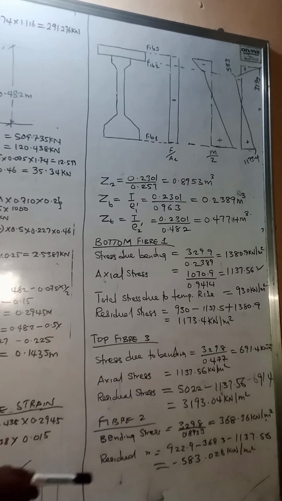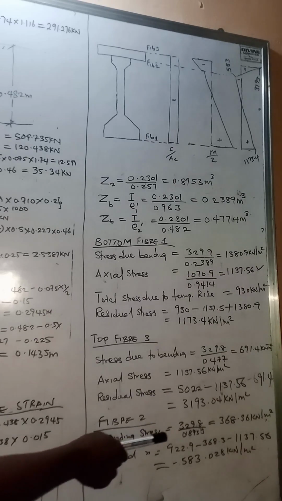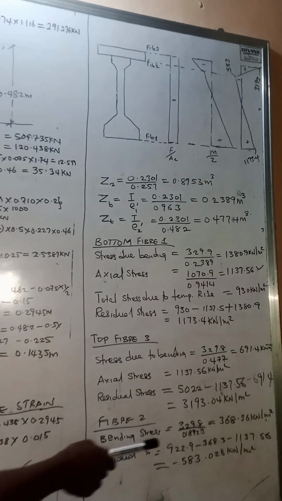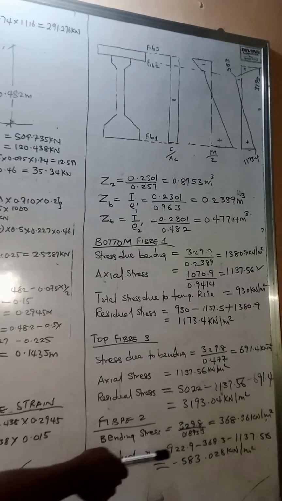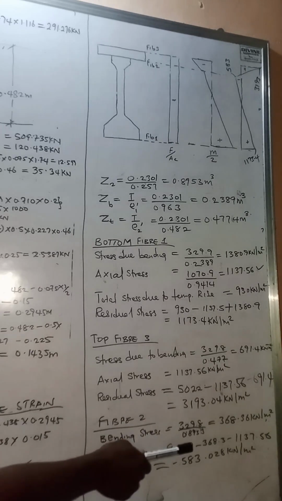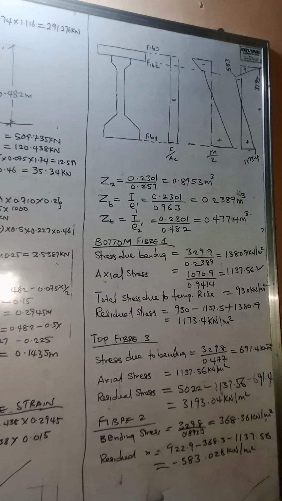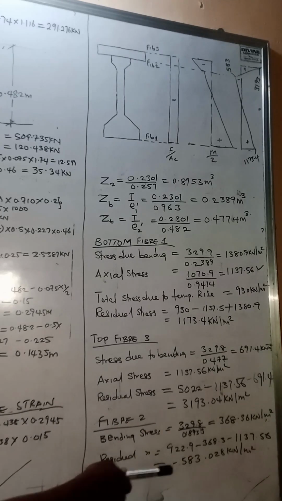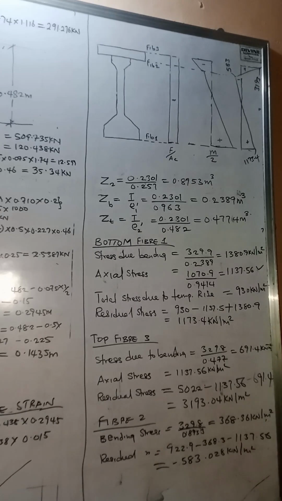Now fiber 2, similarly, we do the same thing. We're going to have a bending stress that is known. The residual stress becomes the stress due to temperature rise of 2.5 degrees Celsius, which is 0.99229. If we work that out, we're going to have the residual stress to be negative, which is minus 583.02 kilonewton per meter square. So that is the stress we have here, the negative stress.